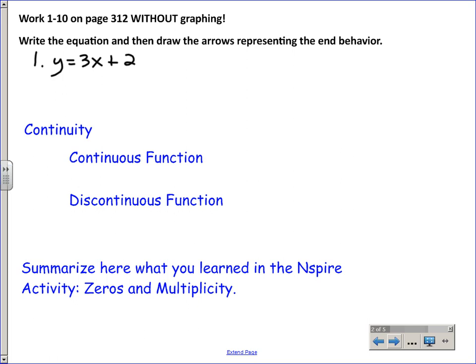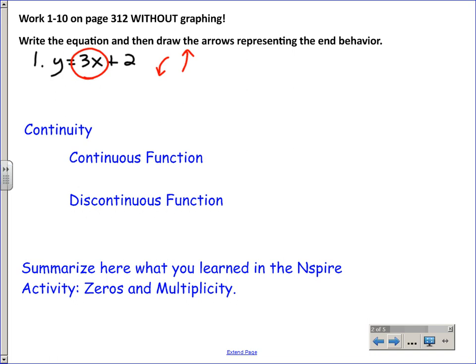You want to circle your leading term, and then you're simply going to draw your end behavior. This degree is 1, and the coefficient is positive, so it has an odd power and a positive coefficient. So the end behavior is down to the left and up to the right. And that's it. That's all you're going to write for all 10 problems. Just write the problem and then draw the end behavior and do them without graphing.